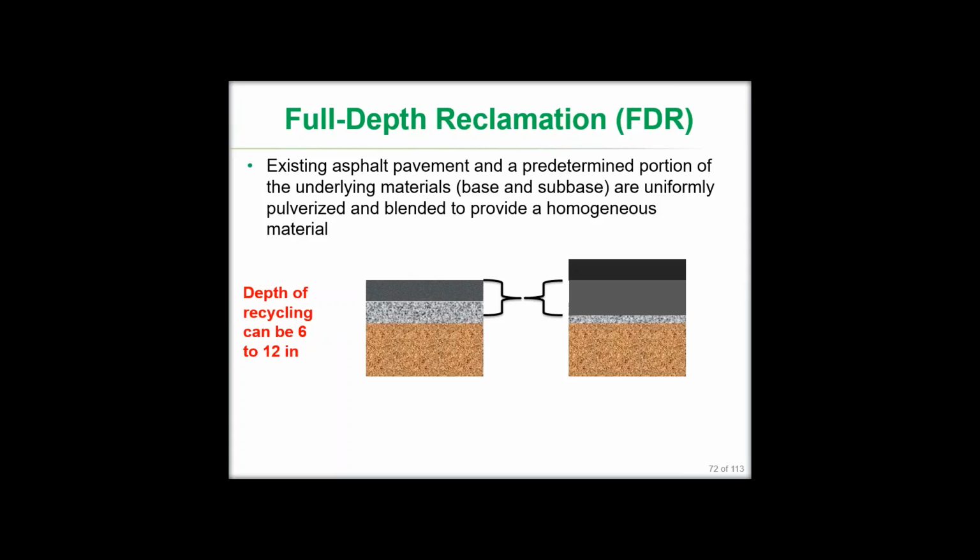The second most commonly used end-of-life option, which we will be spending the remaining part of our presentation on, will be the full depth reclamation, FDR. And just to give you a definition of FDR, the existing asphalt pavement and a predetermined portion of the underlying layers, which may include base and sub-base, are uniformly pulverized and blended to provide a homogeneous material. And the depth of recycling for a typical FDR application can be within the range from 6 to 12 inches.